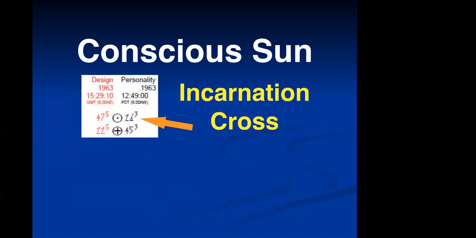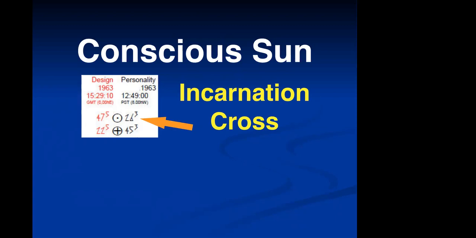So up at the top of the column of numbers, we have the 4 planets up at the top, and that's what we call the incarnation cross. So I think of the incarnation cross as being like the story of my life. In all areas, I can see that these 4 energies are coming to play. The most important of those is the conscious sun, which again, I point at here.